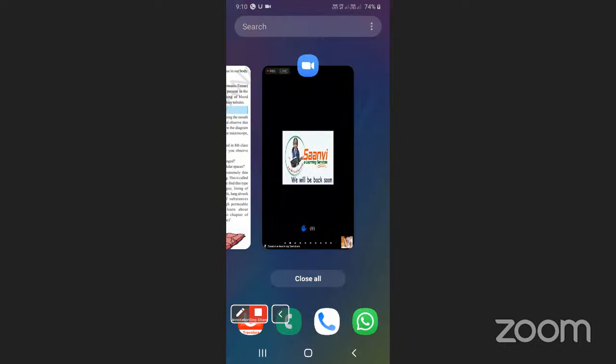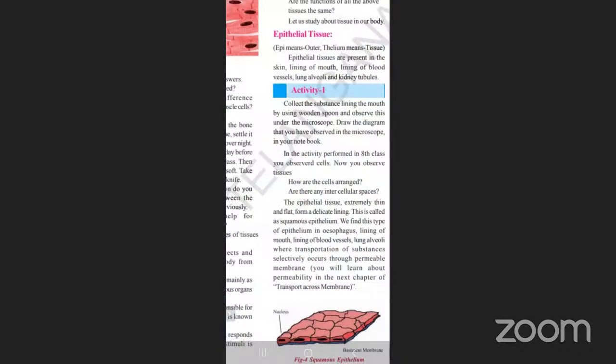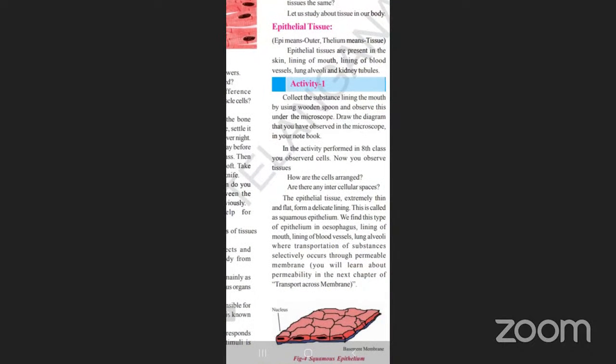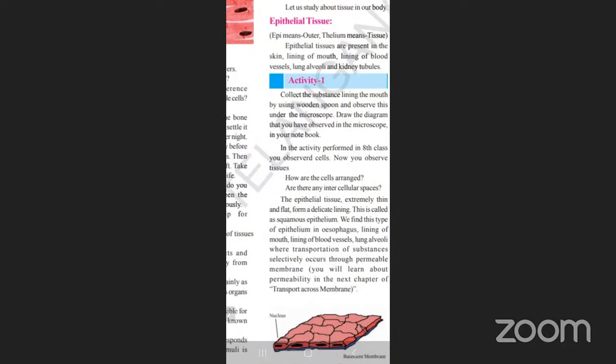Epithelial tissue. Epi means outer, thelium means tissue. See here, epithelium, lining of blood vessels. Alveoli is a plural word. Alveoli are nothing but the air sacs present in the lungs. You will get it. Okay. Let us do an activity.